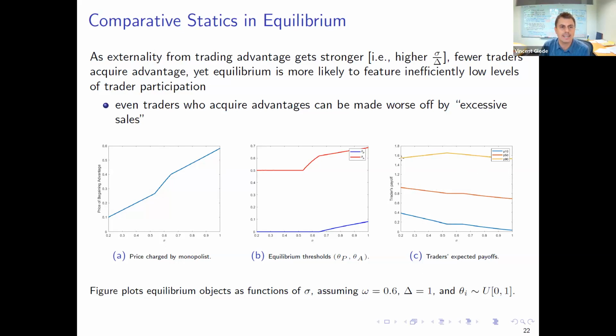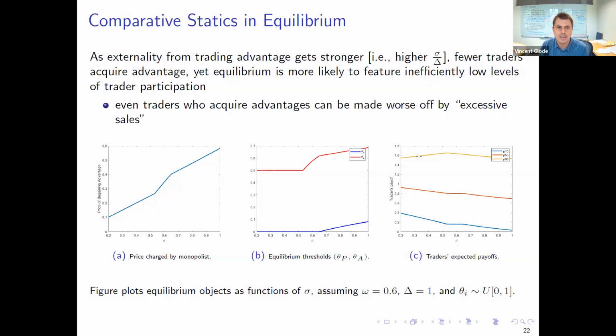What's very surprising is this guy. This is the trader whose theta is equal to 0.9. If you look here, you can see if your theta is equal to 0.9, you're always acquiring the trading advantage in that region. So that trader acquires a trading advantage.